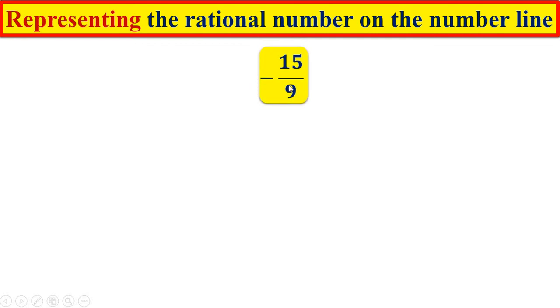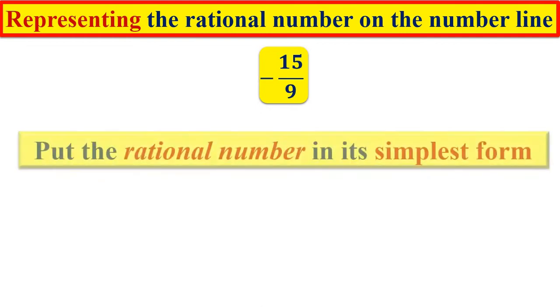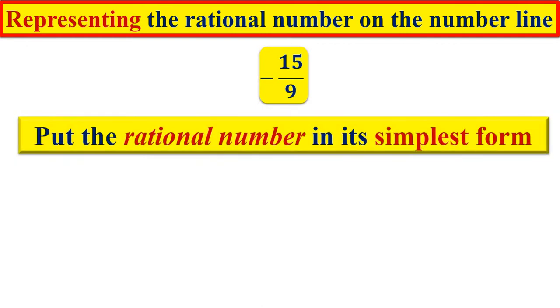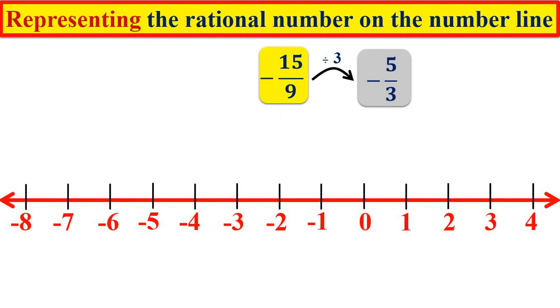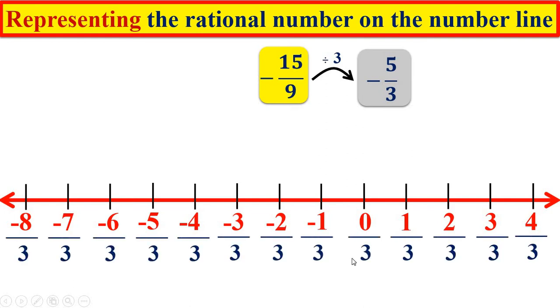Another example. Here we simplify first negative 15 over 9 by dividing by 3 or by your calculator. It's the same. It will be negative 5 over 3. We need negative 5 over 3. We draw a number line and put 0, 1, 2, 3 and negative 1. And your denominator will be what? 3. Excellent. 3 on all numbers. So 0 over 3, negative 1 over 3, negative 2 over 3 and so on. We need 0 here and negative 5 over 3 is here.